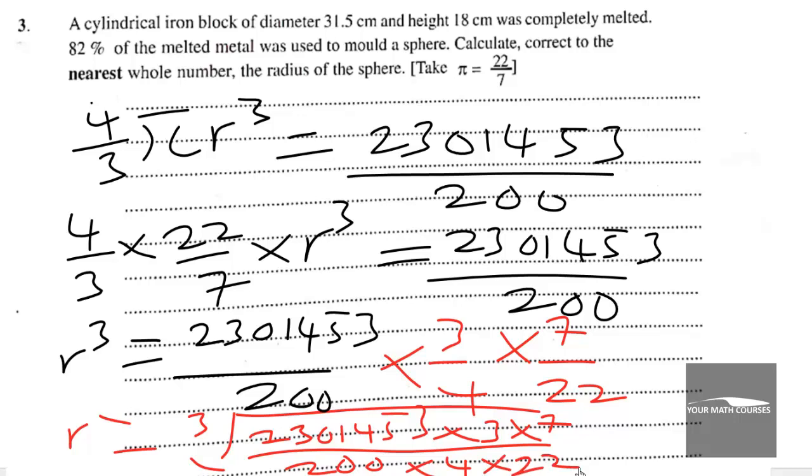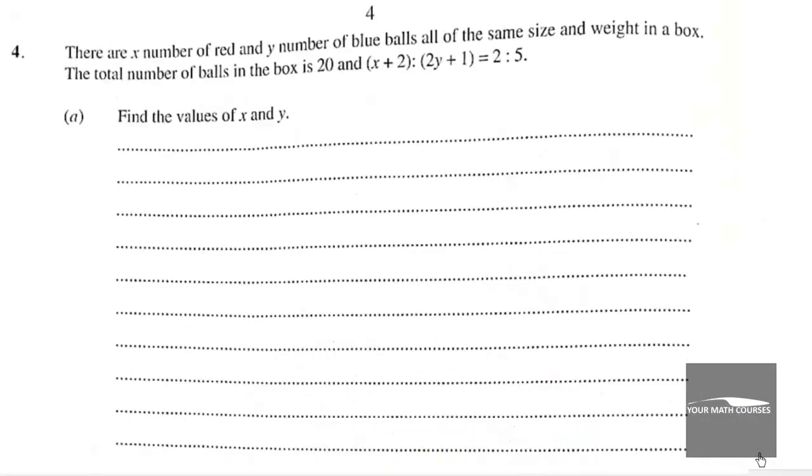And when we simplify this, we should obtain approximately 14.00, and to the nearest whole number, that will be 14 centimeters. So the radius of the sphere is 14 centimeters.